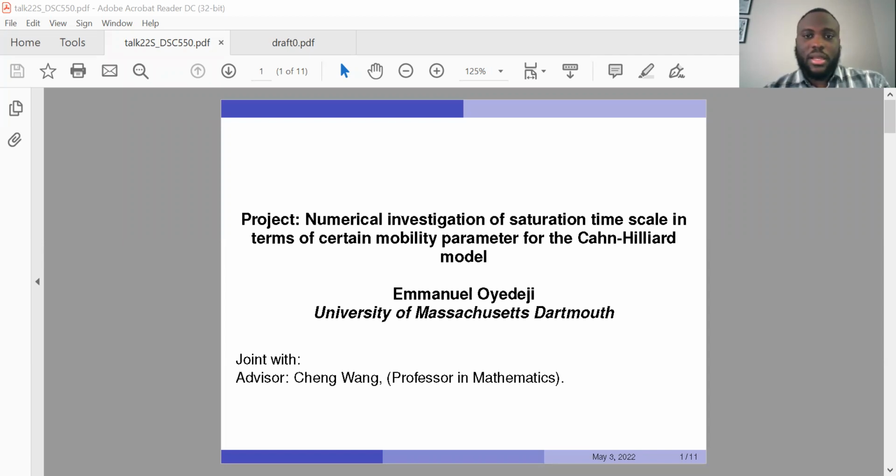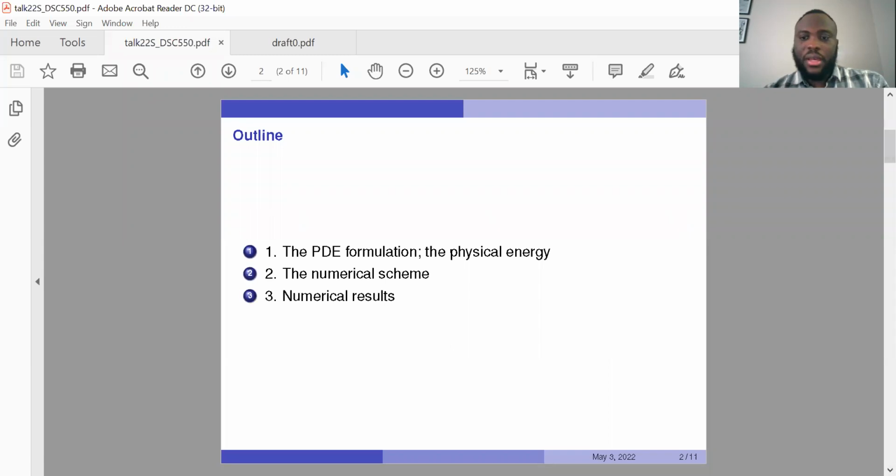I'm here to present my capstone project on the Cahn-Hilliard model, in which I have done a numerical investigation of the saturation timescale on the basis of certain mobility parameters taken from the model. Here we have the outline in this slide. This outline is basically the detailed analysis of the preconditioned steepest descent, that's the PSD, iteration solver of a convex splitting numerical scheme for the Cahn-Hilliard equation.